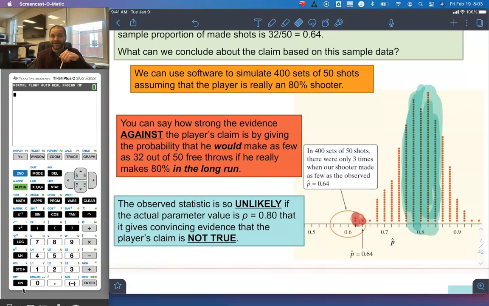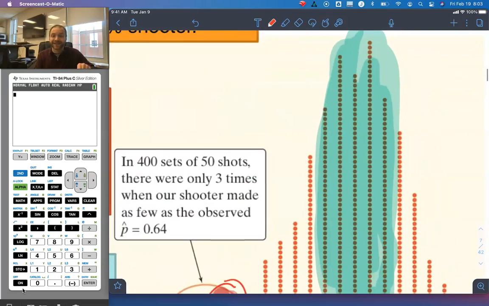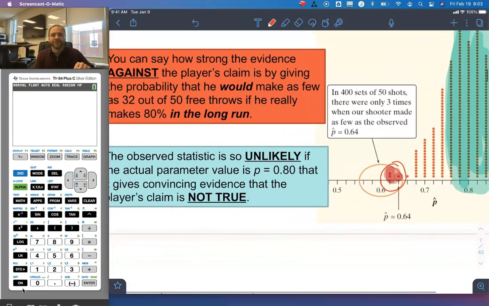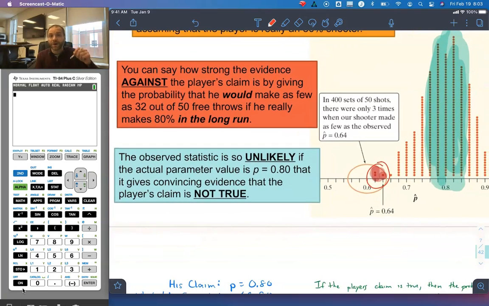So our observed statistic is so unlikely if the parameter was true that it gives evidence that the player's claim is not true. And that's a very weird thing to say, but you need to realize what we witnessed is so far out here in the tails that we probably should not have witnessed that if this really was true. We shouldn't have seen that occur. We should have seen something in this area. But what we saw was something way out in this area. And that's what that blue box says. What we observed was so unlikely, the probability of it was so unlikely if the true parameter was 0.80, that it gives evidence that it is not true.